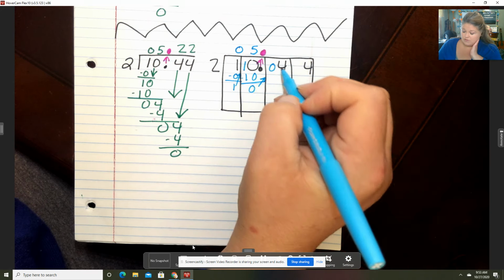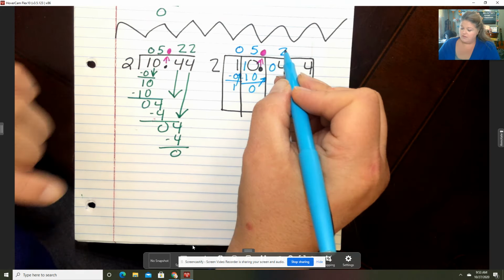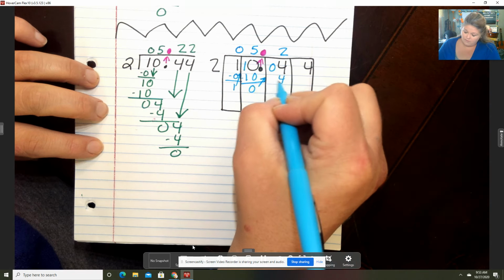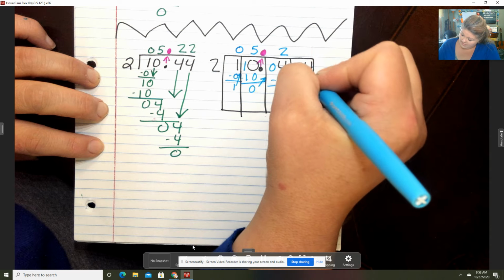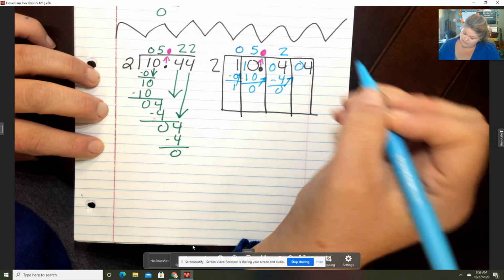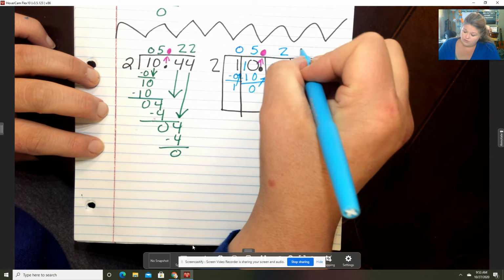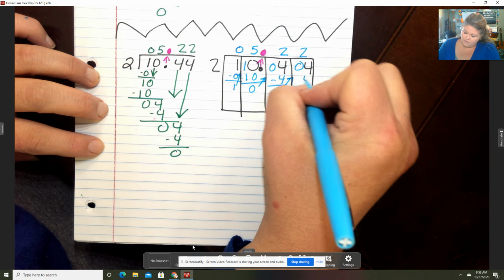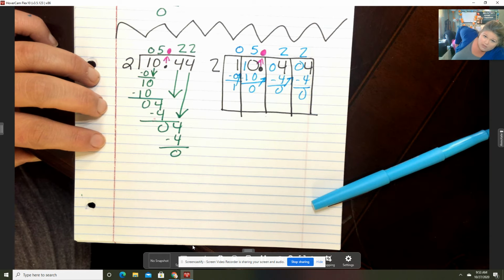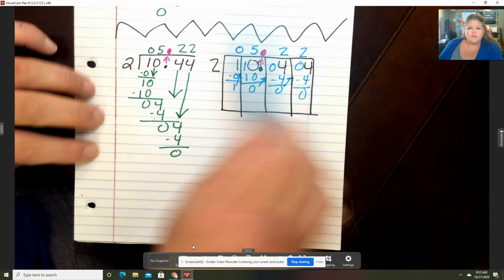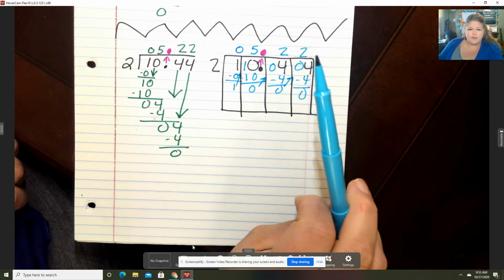Okay, 2 goes into 4 2 times. 2 times 2 is 4. I subtract. I bring up, and that's going to be 0. 2 goes into 4 2 times. 2 times 2 is 4. I subtract. I have nothing else over there. Okay, so that is, again, same answer, 2 different ways to get it.